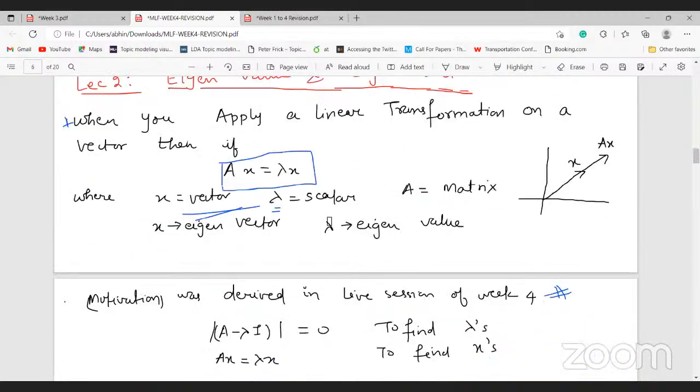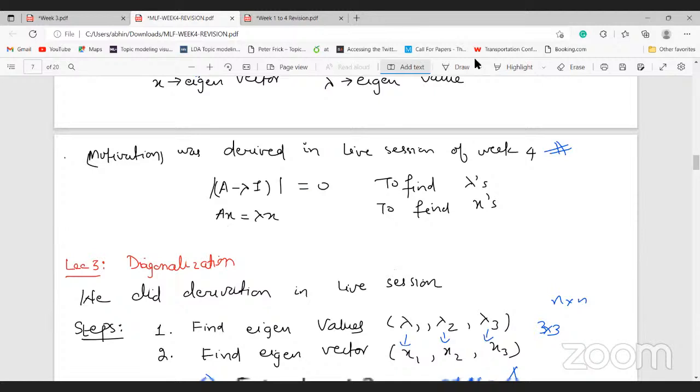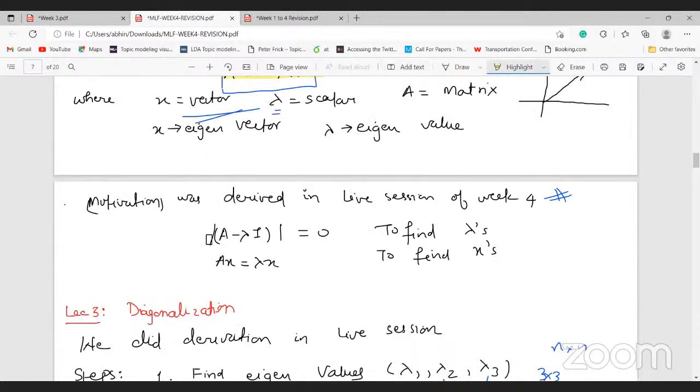Next, eigenvalue and eigenvector. My voice is audible, right? Yes, sir. So if you want to find your eigenvectors, you use Ax equal to lambda x. I have already written this. If you want to find eigenvalues, you use this equation: the determinant of A minus lambda I equal to 0. Then Ax equal to lambda x is used to find your eigenvectors.